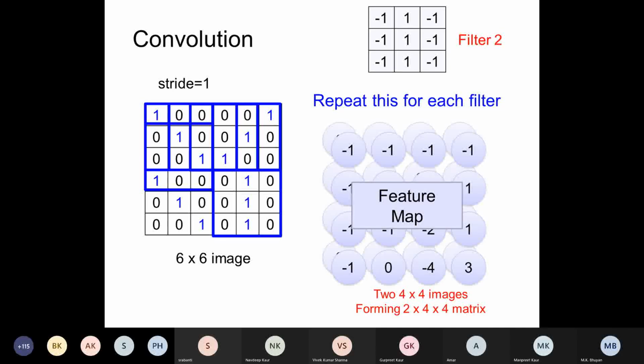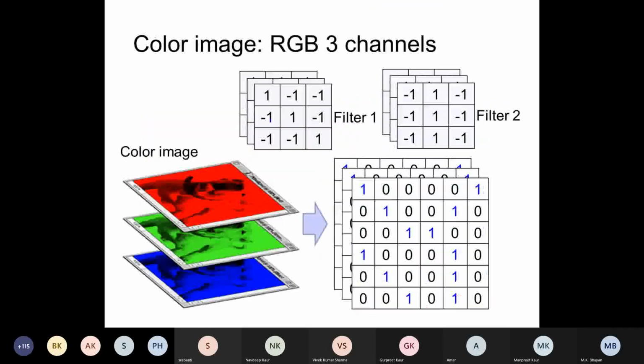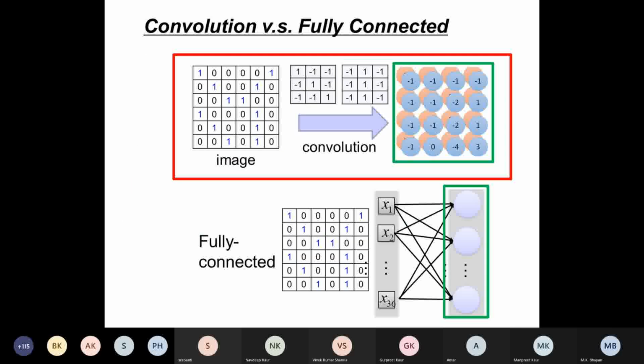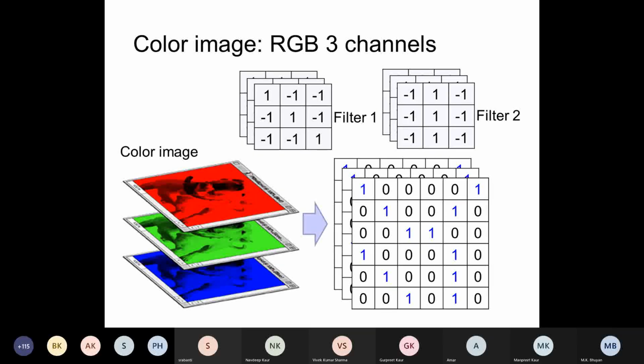And for the color image also, because for a color image I have 3 channels: the R channel, G channel, and the blue channel, RGB. So for each of the channels, I have to do the convolution. So one is the R channel, another one is the G channel, another one is the blue channel. For this, I have to do the convolution. So like this, I'll be getting the feature map.